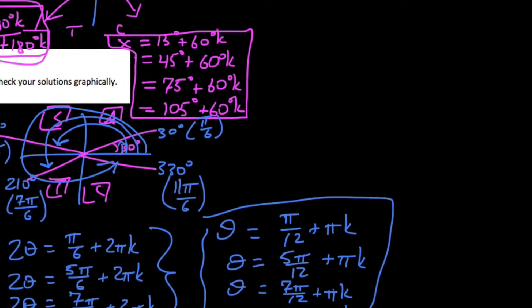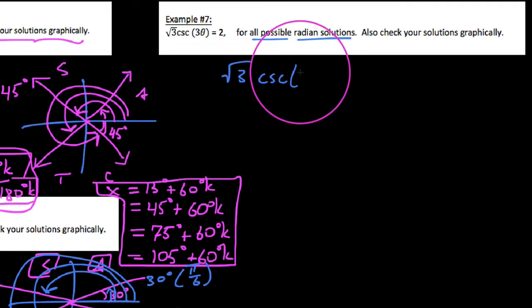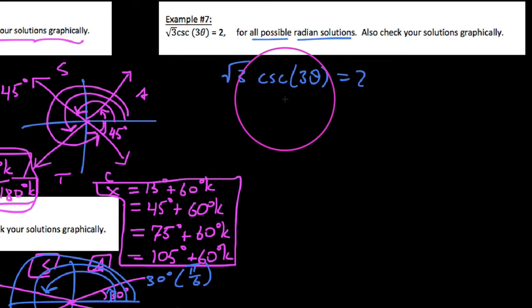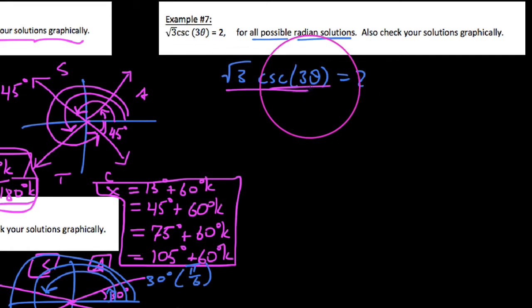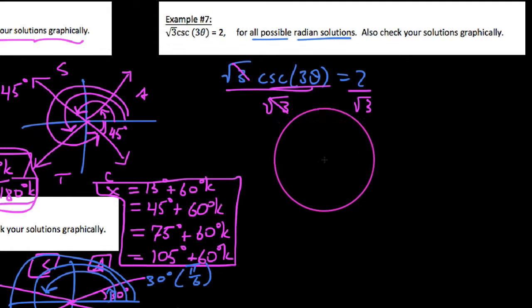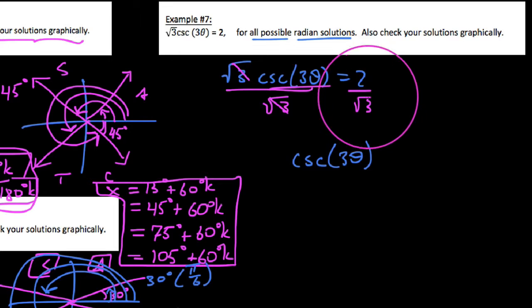Okay, so this last one we're going to look at involves a reciprocal trig function, but it says find all possible solutions in radians. So we get root 3 cosecant of 3 times our angle equals 2. Again, let's start by isolating the trig function like we're used to doing. So we're going to divide everything by root 3. And I'm going to make a note here. Because we're dealing with a reciprocal trig function, let's not go ahead and rationalize this right here.